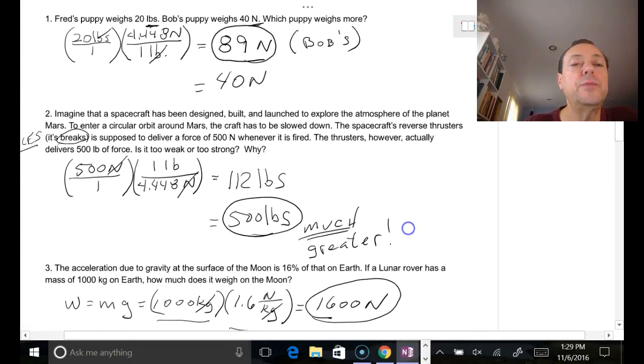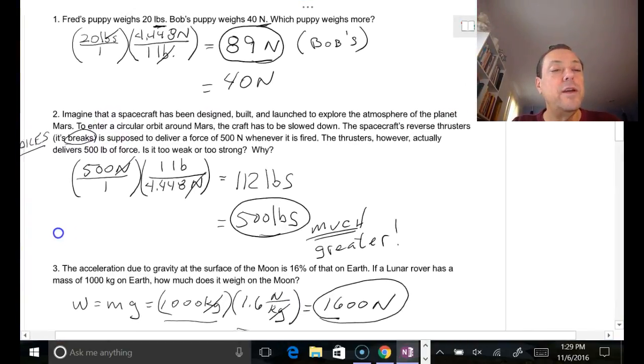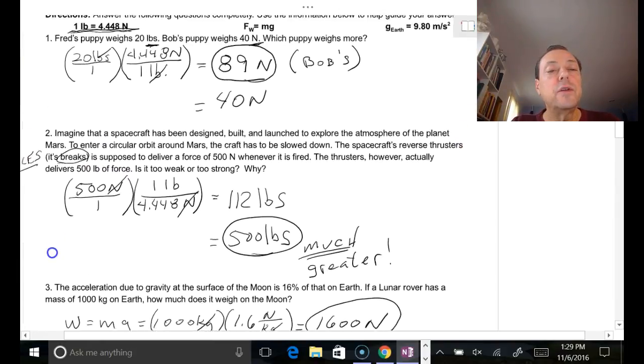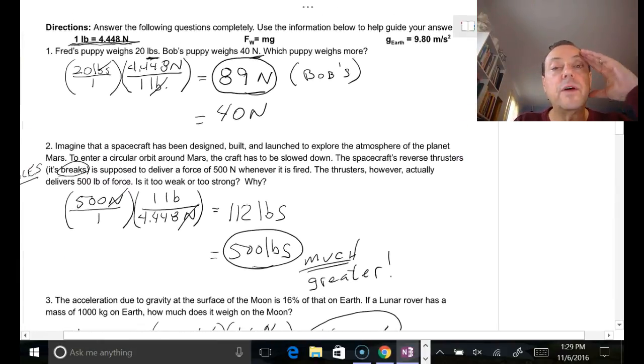Okay, imagine a spacecraft has been designed, built, and launched to explore the atmosphere of the planet Mars. To enter the circular orbit around Mars, the craft has to be slowed down. The spacecraft's reverse thrusters, its brakes, is supposed to deliver a force of 500 newtons whenever it's fired. The thrusters, however, actually deliver 500 pounds. Oh boy. Is it too weak or too strong, and why?